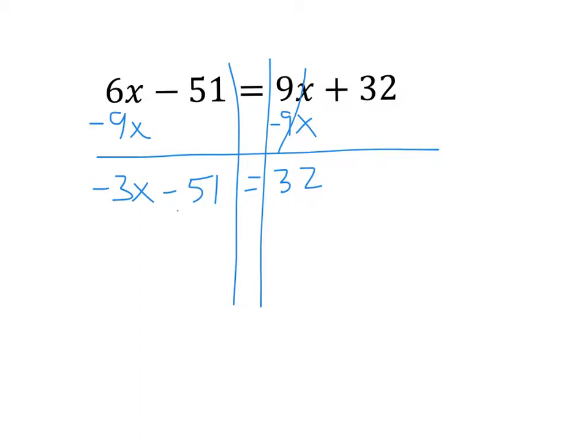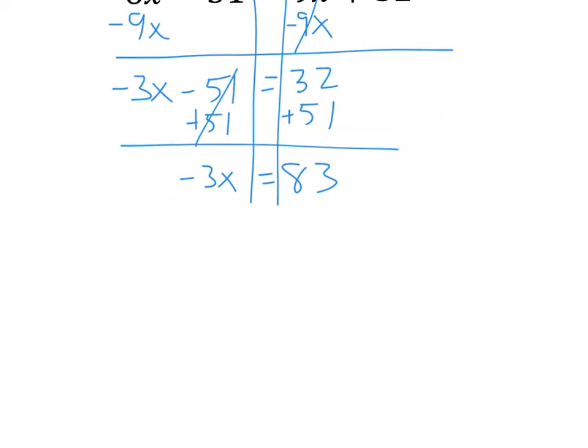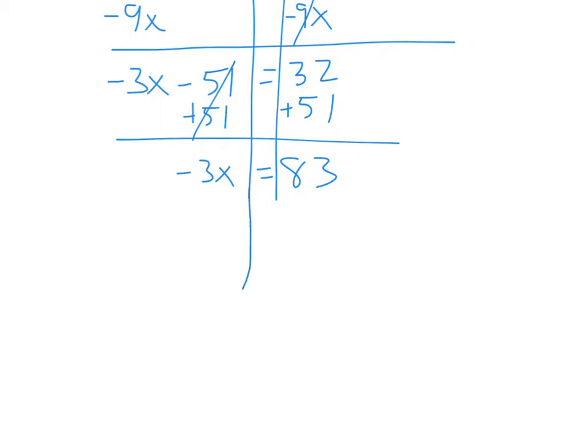So we want to add 51 on both sides to get rid of that negative 51. Now that goes away. We're left with negative 3x is equal to 32 plus 51. That gives us 83. Final step will be to divide by negative 3 on both sides. Oh, it doesn't look like a 3. All right, negative 3 on both sides.